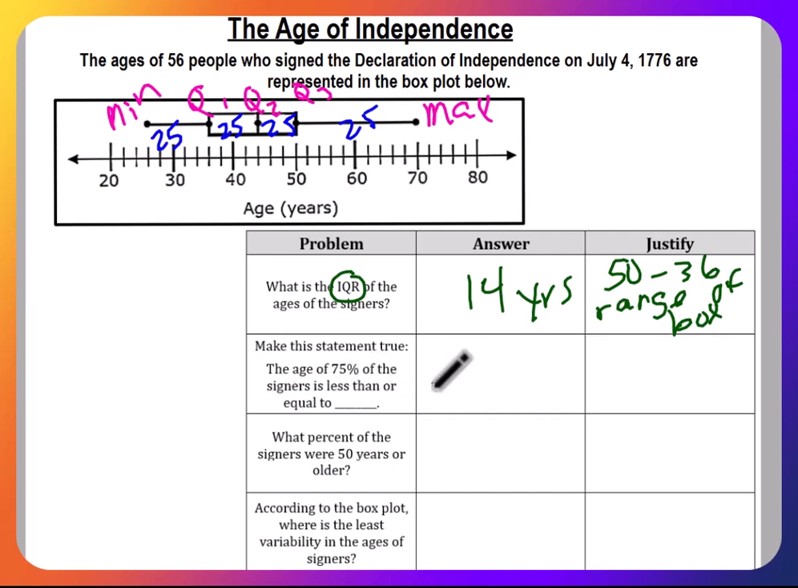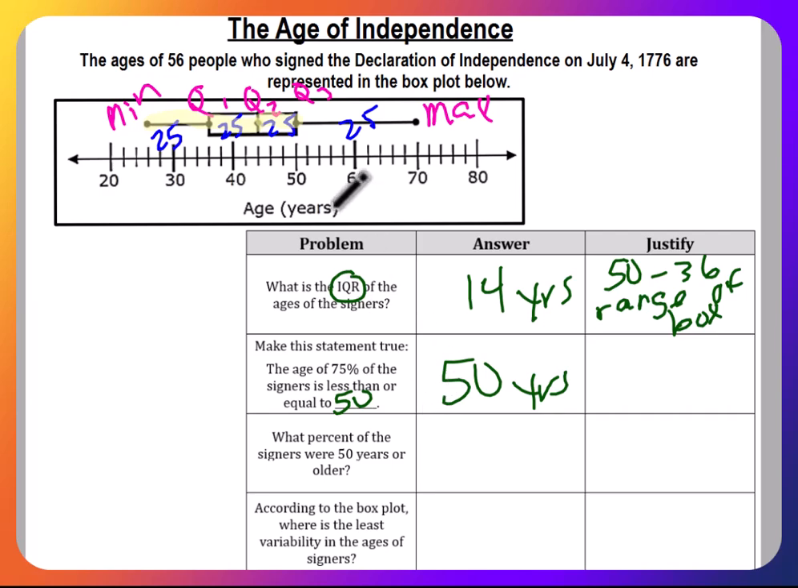All right, make this statement true. The age of 75% of the signers is less than or equal to what? So I'm looking for 75%, less than or equal. Well, I know that this is 25%. Plus this 25% makes 50, and this 25 makes 75. So 75% is less than or equal to how old? 50 years. Okay, so 50 years old. And it's because the first three quartiles are each 25%, they make 75%.